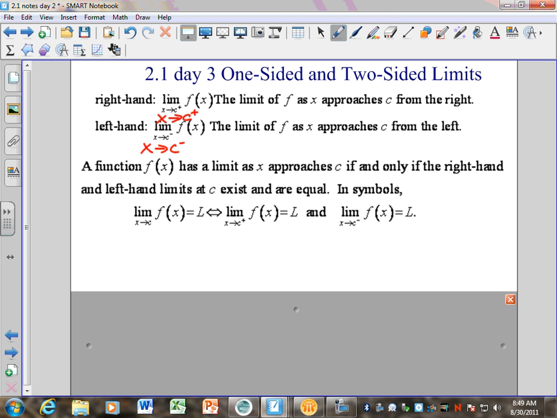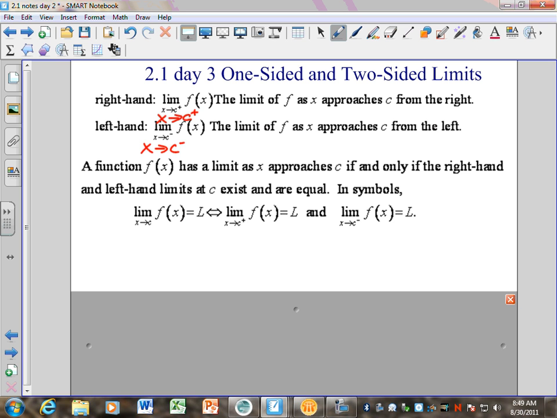So the limit as x approaches c, if there's no plus or minus sign next to the c value, that means it's the two-sided limit. What's happening as I come from both the left and the right. It equals L if and only if the limit from the right equals L and the limit from the left equals L. So on your homework today, you're going to find some one-sided limits and use that to figure out if the two-sided limit exists.